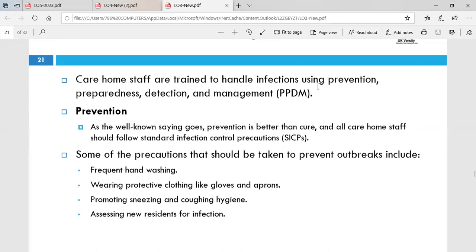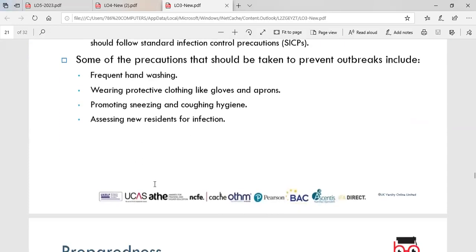So you have prevention, preparedness, detection, and management, PPDM. Prevention is better than cure. All care home staff should follow standard infection control precautions. The precautions to be taken include frequent hand washing, wearing protective clothing like gloves and aprons, promoting sneezing and coughing hygiene, and assessing new residents for infection.